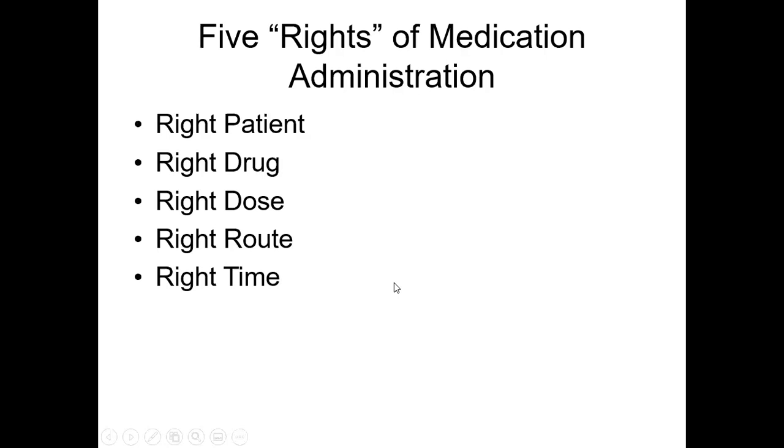So first thing we're going to go over is the 5 rights of medication administration. These are things that your employer may expect you to know and something you should consider every time you look at a new order. You want to make sure that these things are present. Okay, is it the right patient's name? Is it the right drug prescribed? Is the dose correct? Do we have the right route? And is it prescribed for the right times?